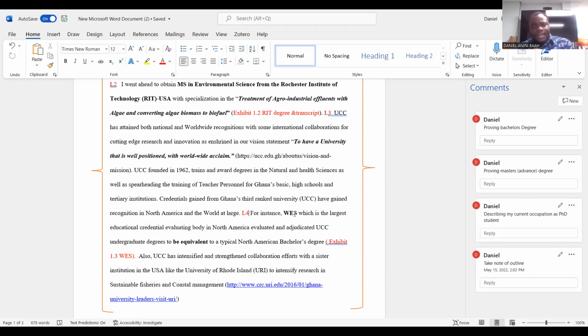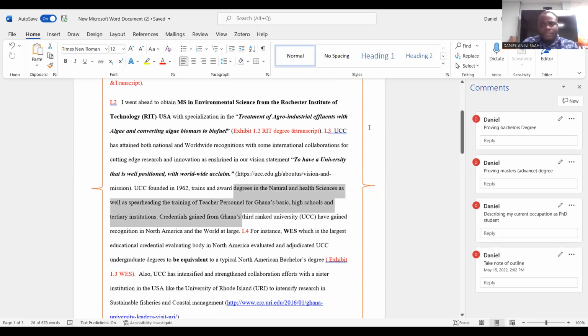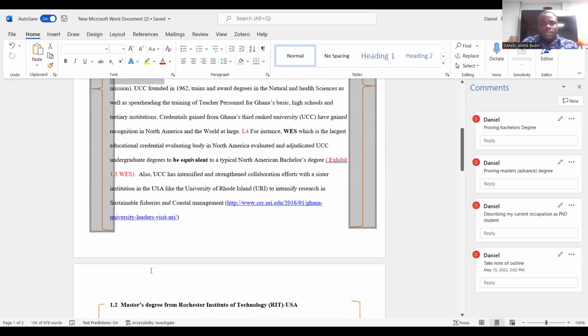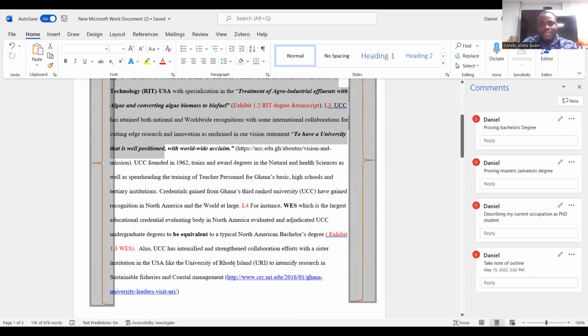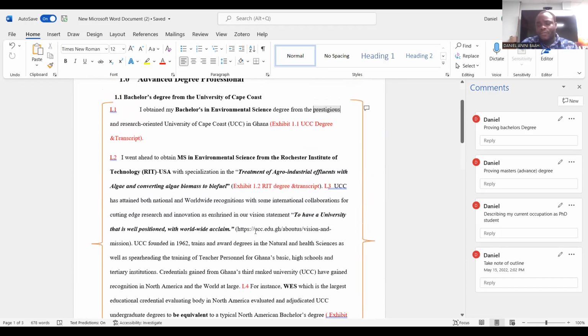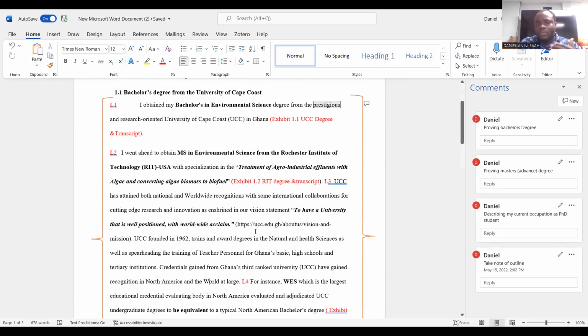But he also said that UCC has intensified and strengthened collaboration efforts with a sister institution in the USA, like the University of Rhode Island, to intensify research in sustainable fisheries and coastal management. So all this we read, all this area, from this side all coming down to this side, is talking about his bachelor's degree, okay? You see the good job he did with that. He documented everything, supported with evidence. So take note of that. If you have to file it, wording it something similar to this, putting evidence where it is needed is very important. So let's take note.